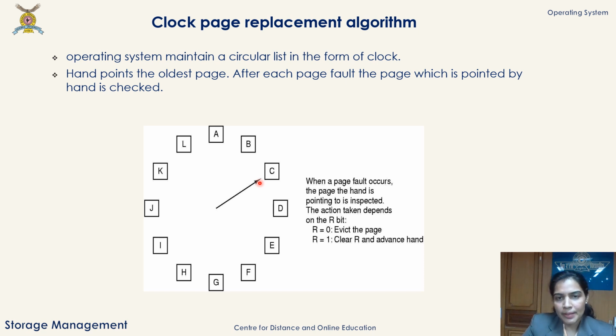If the R bit is 0, then the page is removed from the memory and the new page is loaded at its place. After that, the hand will be moved one position ahead. If this R bit is 1, then it is cleared and the pointer is moved to the next page. So here the R bit will decide which page is to be replaced, which page is getting evicted. So if R is 0, evict the page. If R is 1, clear R and then advance the hand. This is about clock page replacement.